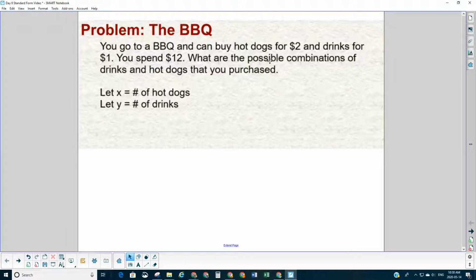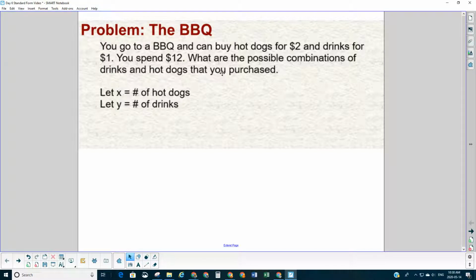So we're not going to go through the whole thing and say, I don't know, I had 6 hot dogs and 0 drinks, or 3 hot dogs and 4 drinks. I don't know what the math is. But what I'm interested in is coming up with an equation that would represent all the possible combinations.